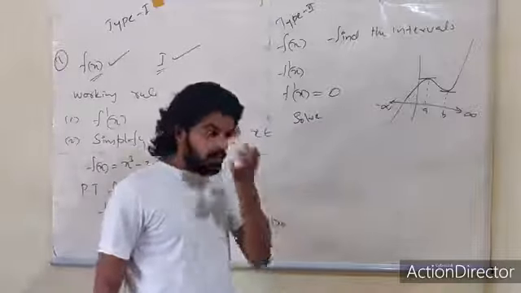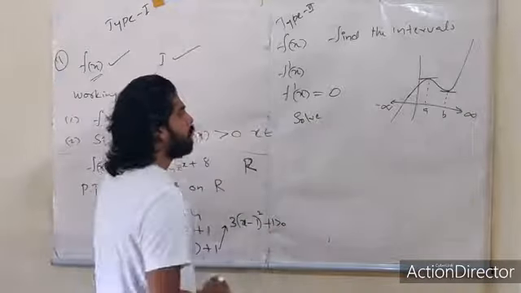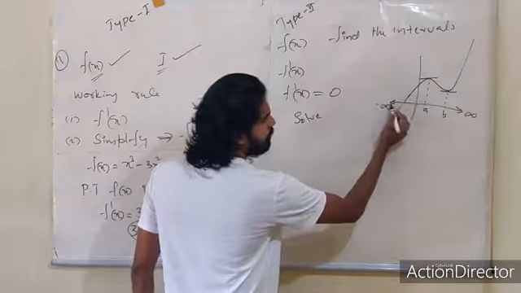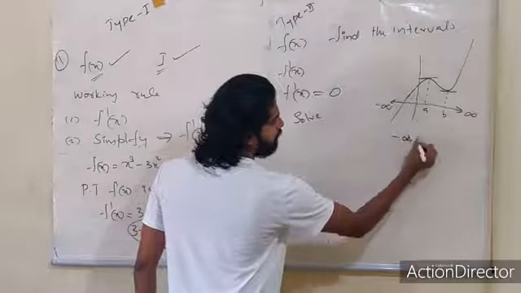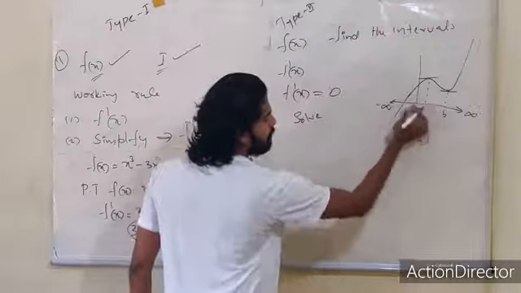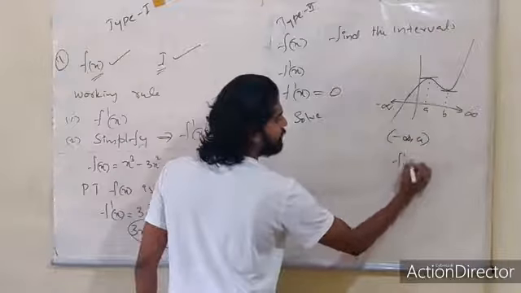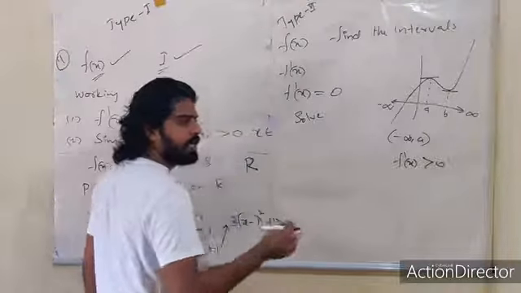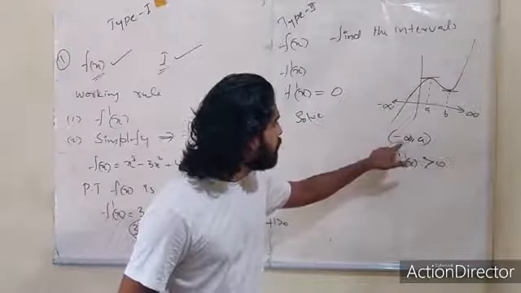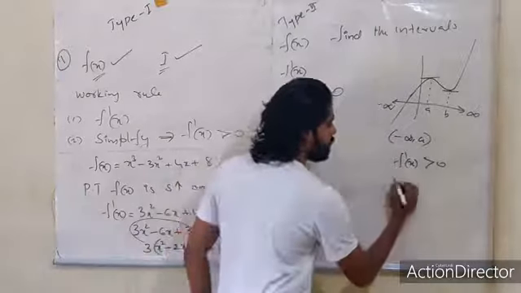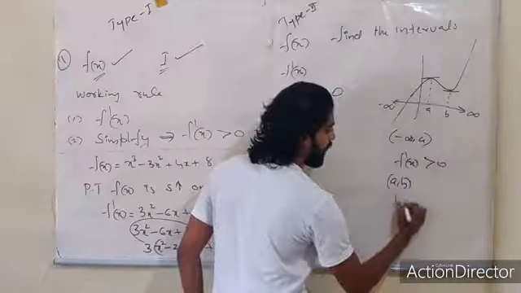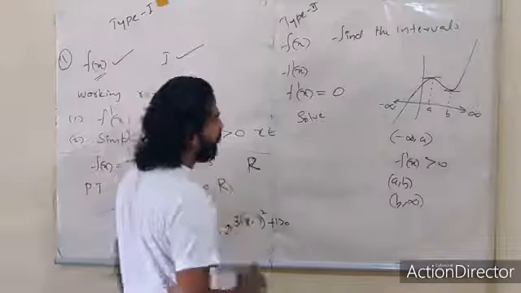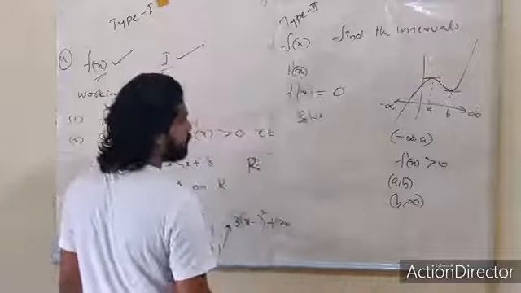Then we'll check whether the derivative was positive or negative in the interval negative infinity to A. Since from negative infinity to A the function is increasing, its derivative f dash x will be greater than 0. So we have to check the sign of the derivative between negative infinity to A, like that between A to B and B to infinity. I think we should do a problem to get a clear idea.